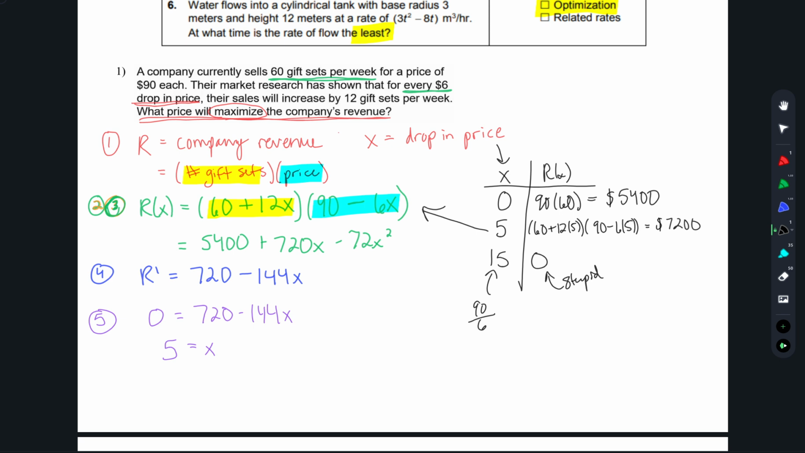What did they ask? Oh, for crying out loud. They asked for the price. Do you see that? How do I do that? Right? At what price? Okay, so where's the price? Oh, that's this blue one. 90 minus 6 times 5. So the sweet spot is at $60.